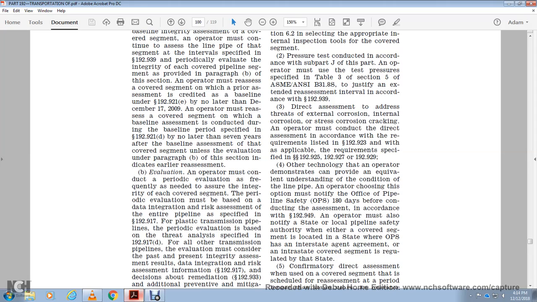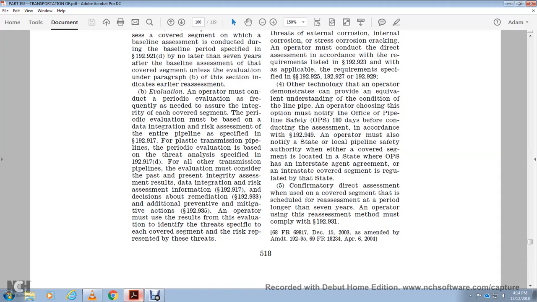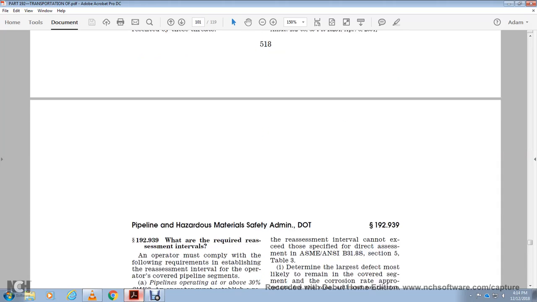Notification of the assessment under 192.949. The operator must notify the local pipeline safety authority, with the covered segment located in the state, or the Office of Pipeline Safety. For an interstate agent agreement with the interest in a covered segment regulated by the state, conform to the direct assessment requirements. A schedule of reassessment for a period longer than seven years and operating with the reassessment method must comply with 192.931 and 192.939.